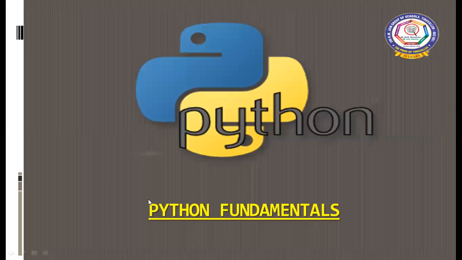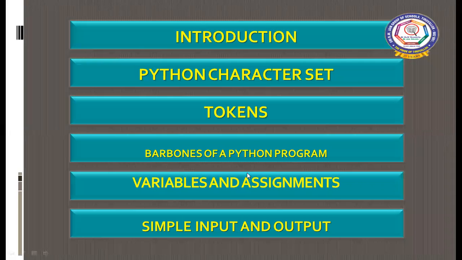In the last session, we discussed how to install Python and the different modes that you can work in. Today in this session, we are going to discuss the Python Fundamentals chapter. Before stepping into the source code of your program, let us first understand the basic elements that a Python program can contain. In this chapter, we will discuss the need for fundamentals, what a character set is, tokens, the bare bones of a Python program, variables and assignments, and how to give simple input and output operations.